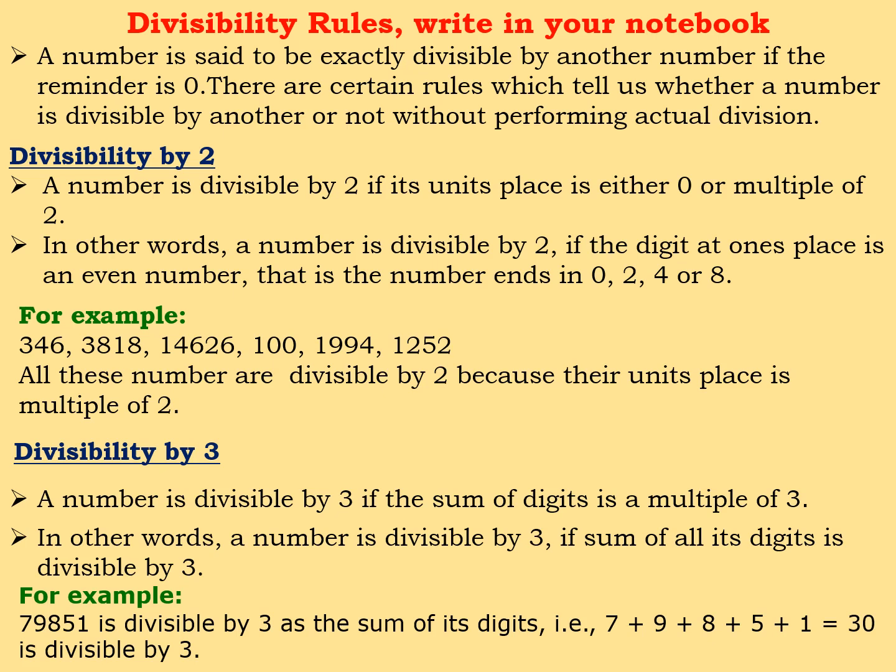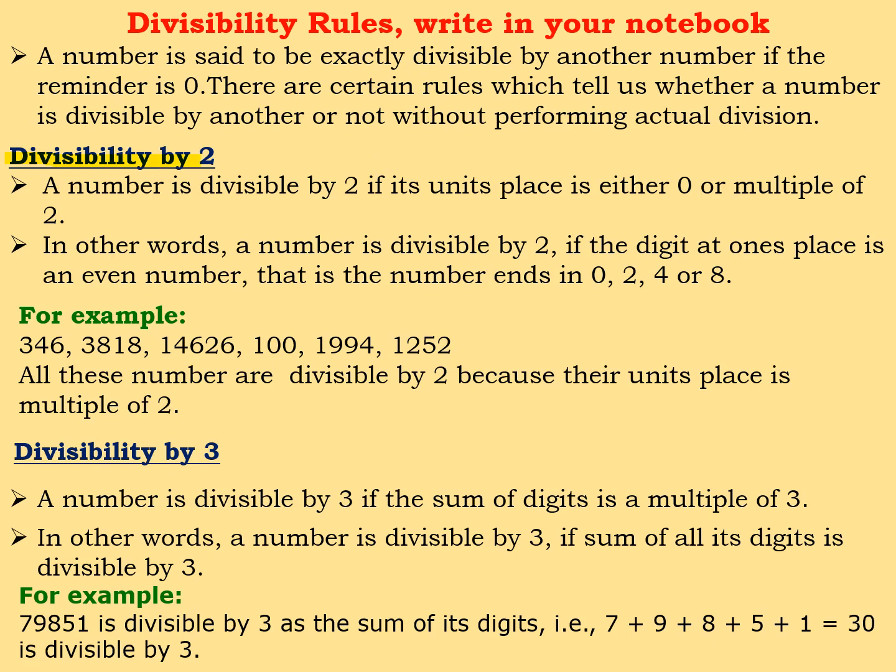A number is said to be exactly divisible by another number if the remainder is 0. Do you all know this? There are certain rules which tell us whether a number is divisible by another or not without performing actual division. You all know how to do divisions, but here you will study some rules which will help you in knowing whether a number is divisible without doing the calculations. So first let us see the divisibility rule by 2.